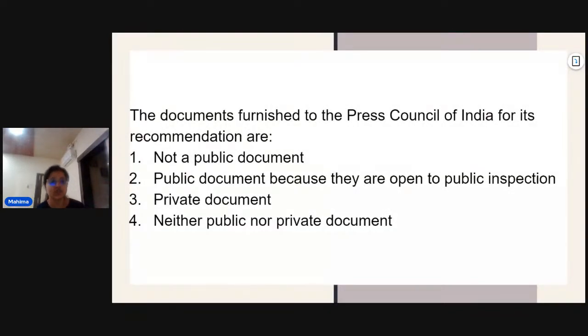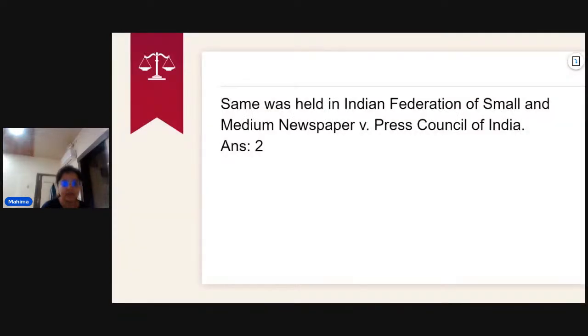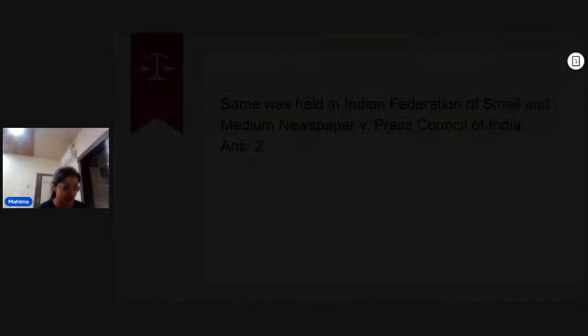The documents furnished to the Press Council of India for its recommendation are not a public document because they are open to public inspection, private document, neither private nor public document. Let's understand. It is a public document and it was held in Indian Federation of Small and Medium Newspaper versus Press Council of India. It is a public document.